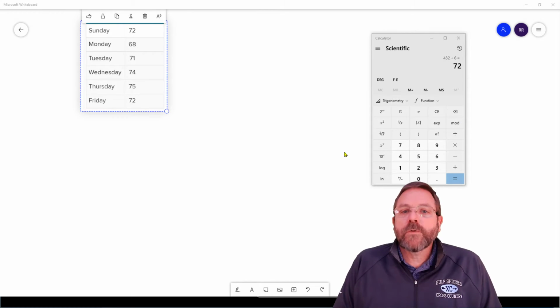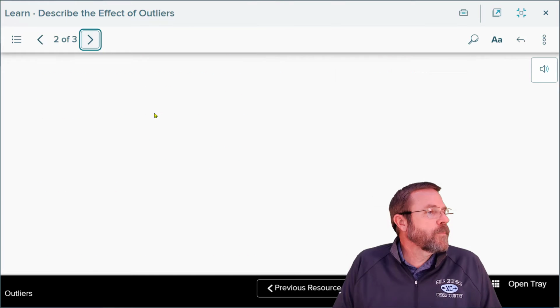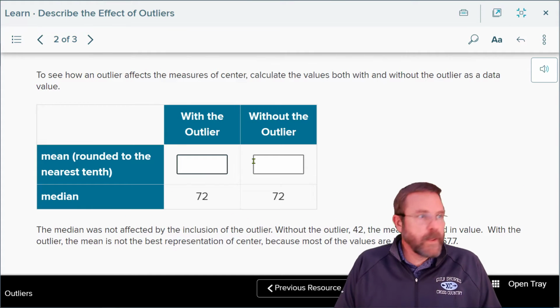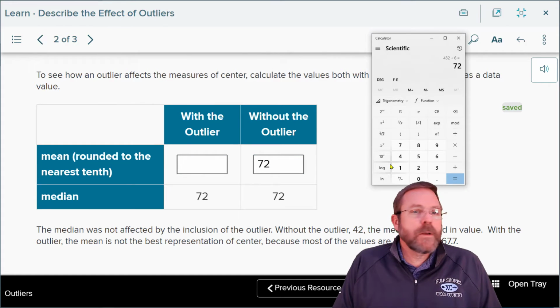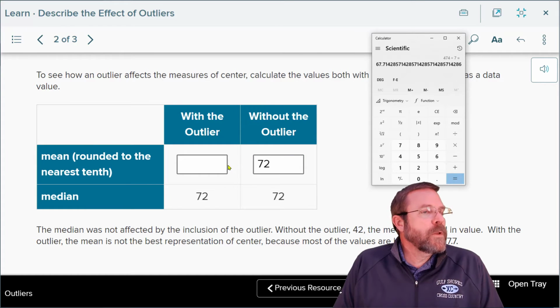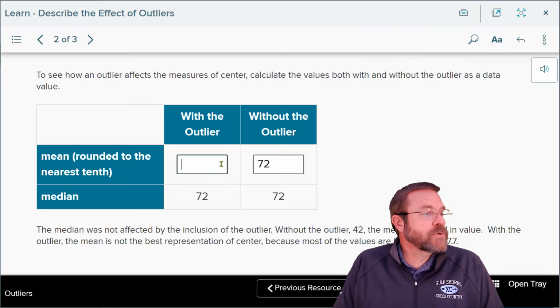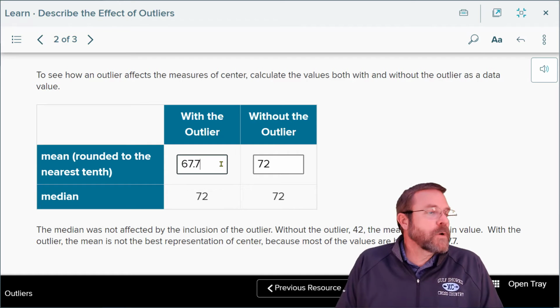So jump back over to our textbook, which is right here. We're going to say that without the outlier, it's going to be 72 degrees. Now we go back to where we had 432 with the 6 of them, and we're going to add that 42 degree outlier to it, and now we divide by 7. When we do that, we have changed the temperature significantly to 67.7 degrees.